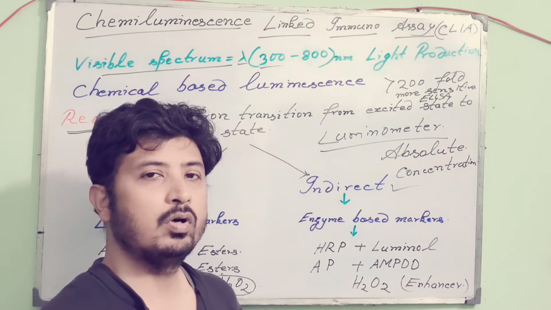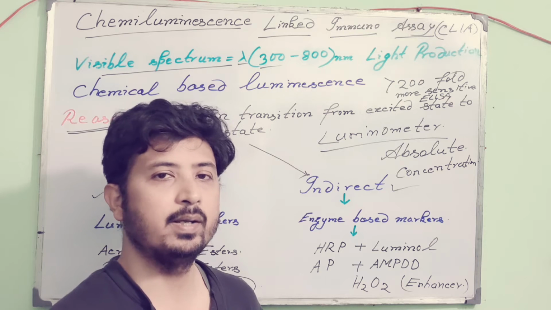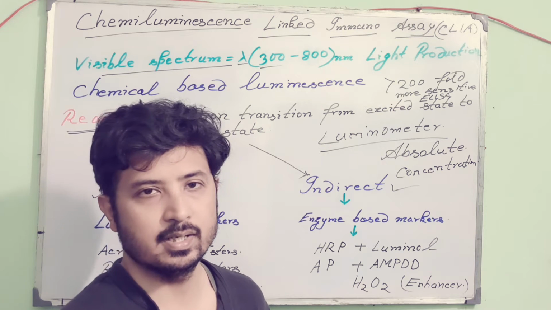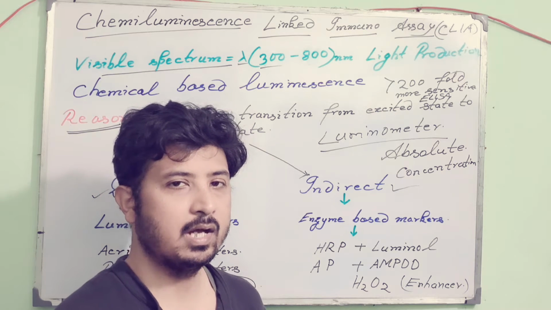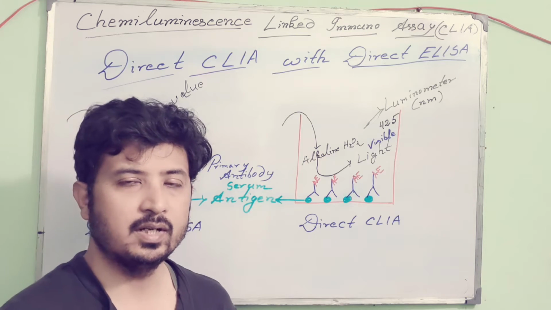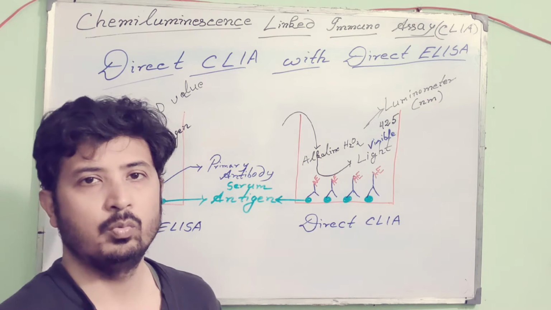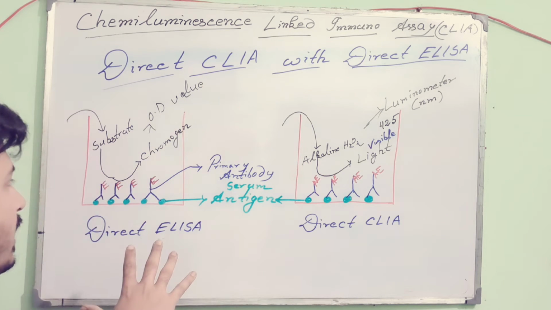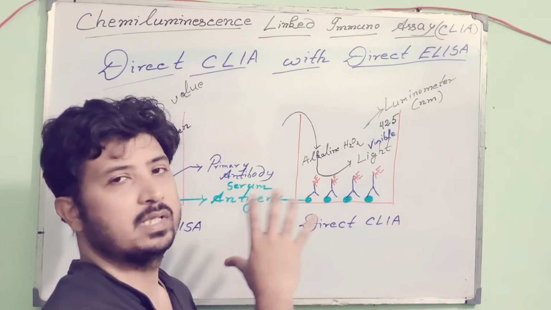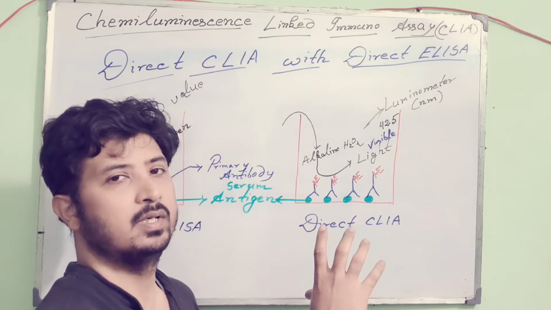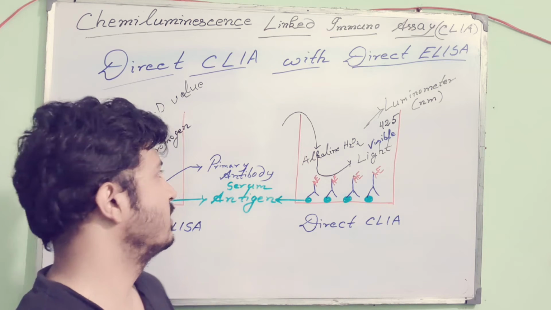Now I will draw a picture to make you understand about the CLIA and the ELISA. Side by side comparisons, so you will not be confused with what is ELISA and how it is different from CLIA. Let's understand the image where I have drawn both direct ELISA and direct CLIA. So same thing happens. I will make you understand how same thing happens, but the detection level is different.